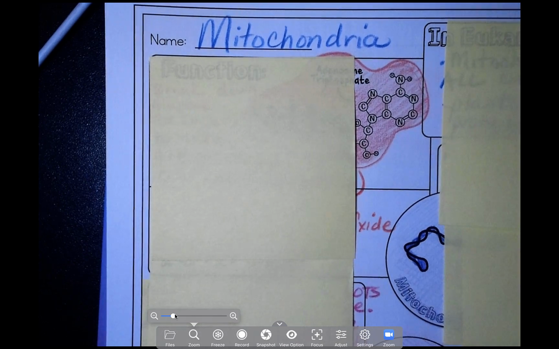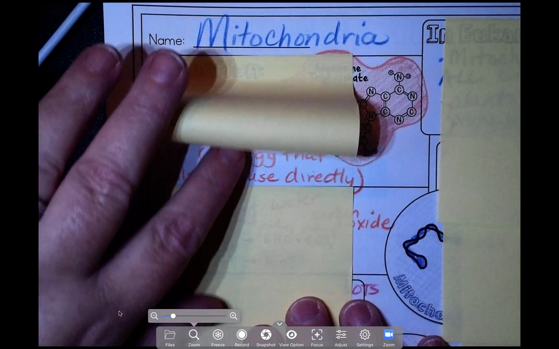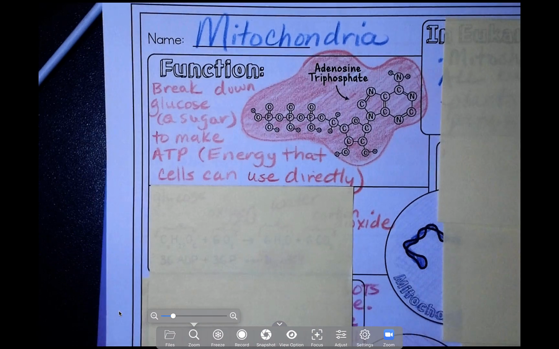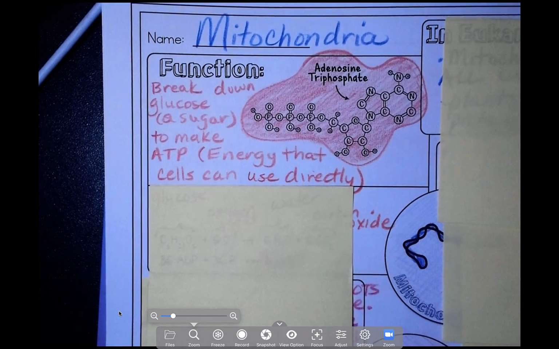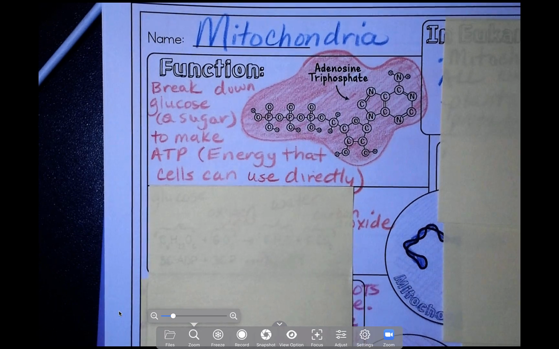The next organelle that we're going to look at is the mitochondrion. Mitochondrion is singular, mitochondria is plural, and so I pretty much use the word mitochondria. The job, or the function, of the mitochondria is to take the sugar, glucose, and break it down into energy that the cell can use.